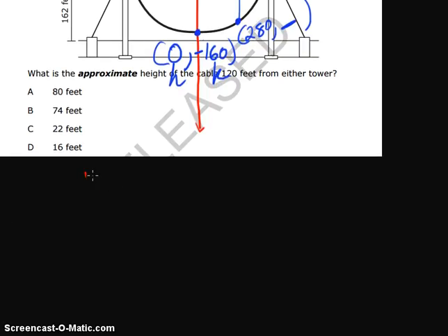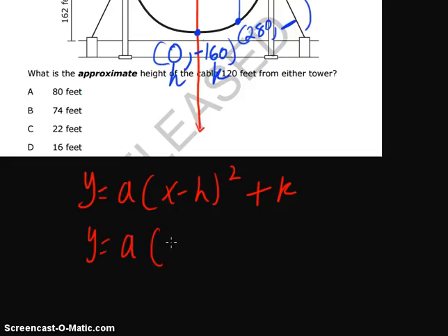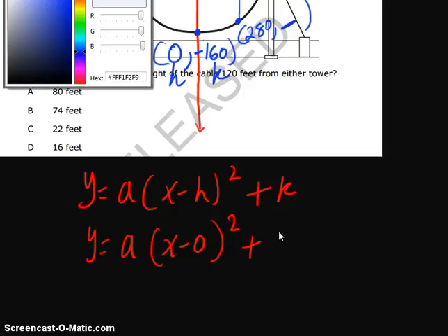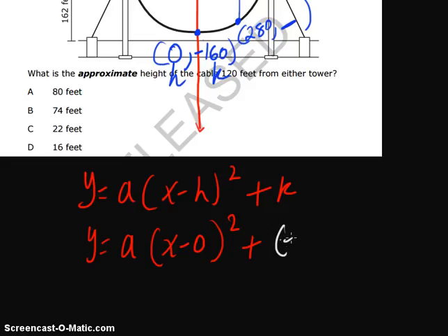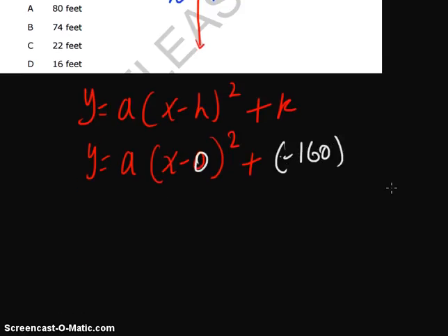If you remember, y equals a times x minus h the whole square plus k. Now y equals, we don't know what our a is, that's going to be the tricky one, but we're going to fix it soon. X minus our x coordinate of the vertex, which is 0 right here, so 0 the whole square, plus our y coordinate, which is going to be negative 160, and then this is 0.